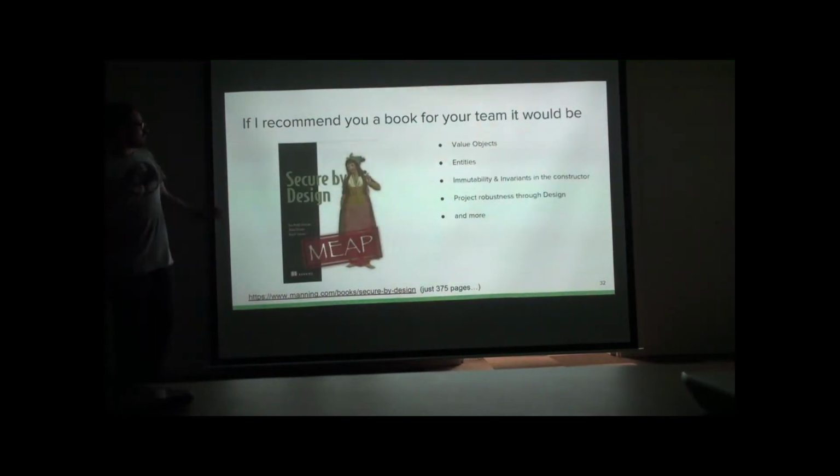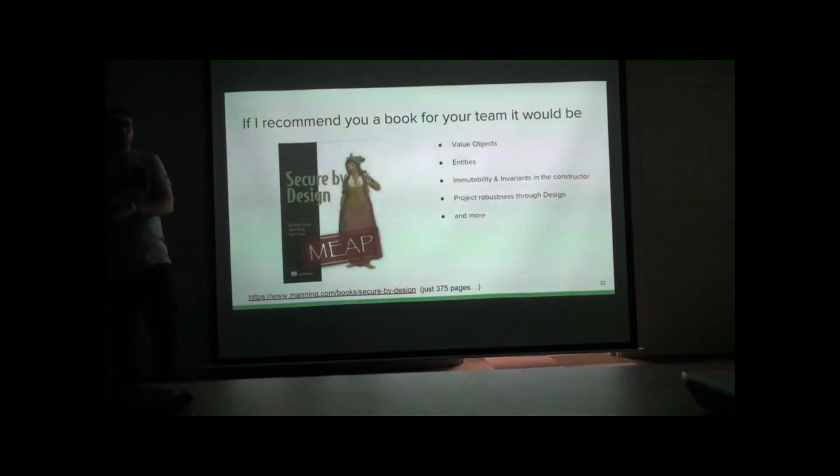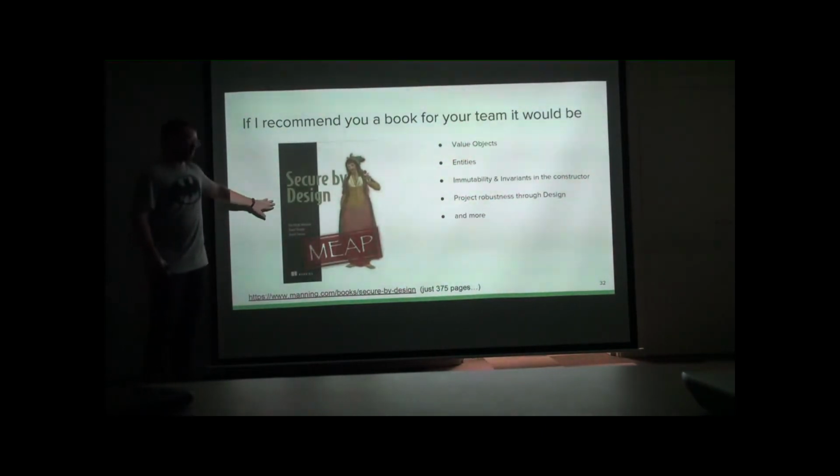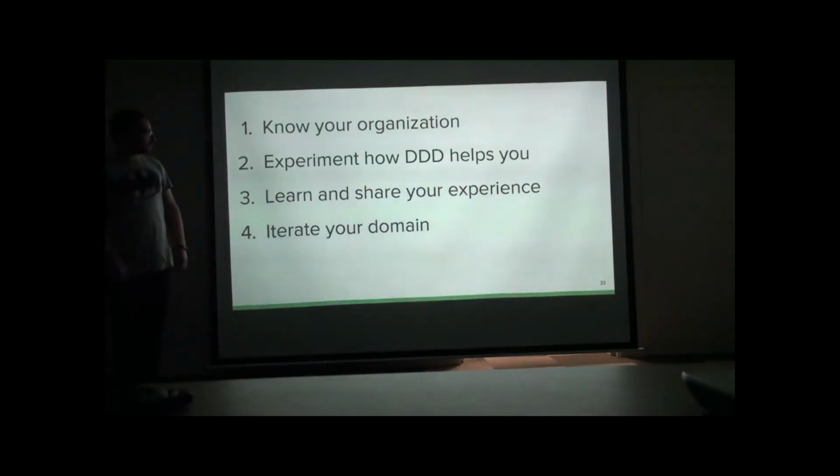One recommendation, if you want to learn about entities, value objects and immutability: one book, this one. The Red Book is too much. This one is good enough for your team. It really helps you get more robustness in your domain model.